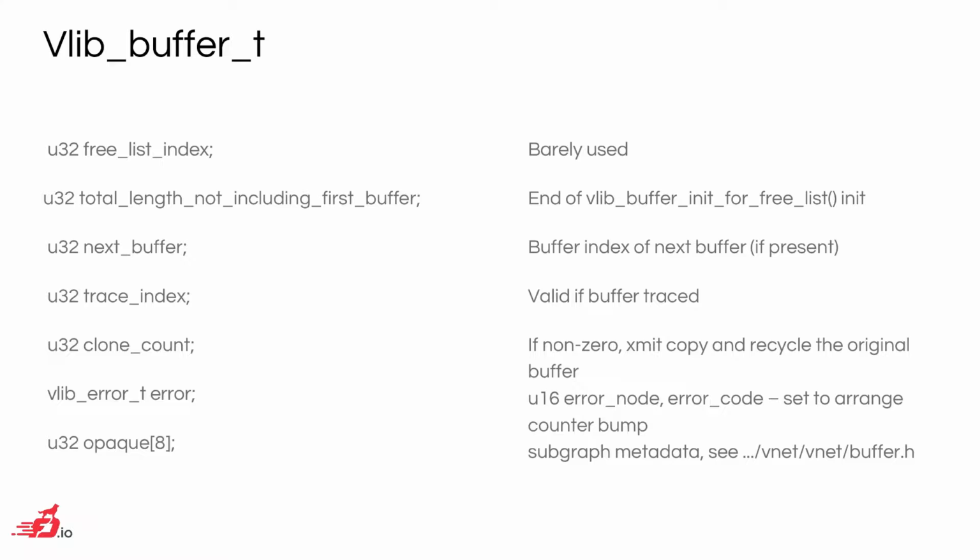Another thing I would say is the trace index. It's used in the packet tracer. Probably not a terribly interesting topic. Clone count is really a misnomer. If non-zero, the device transmit routines will transmit a copy and recycle the original buffer. This is used for multicast replication and so on, done the old historical way.